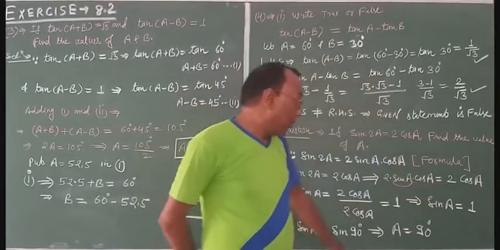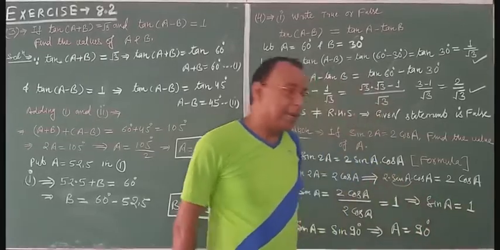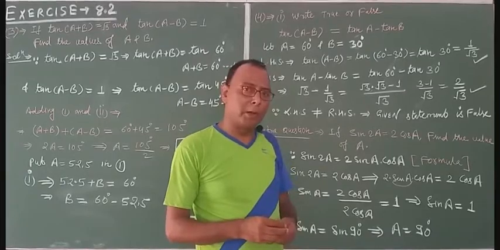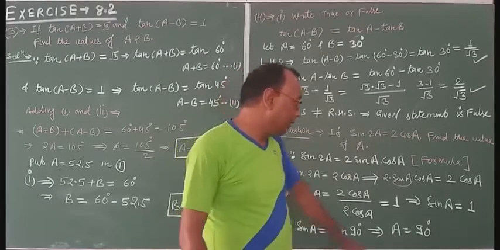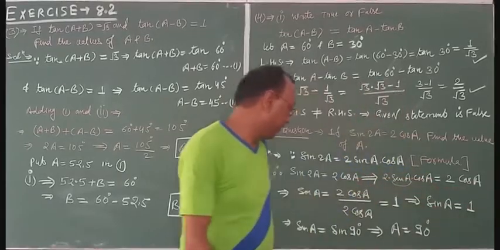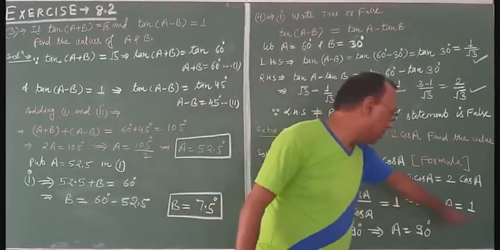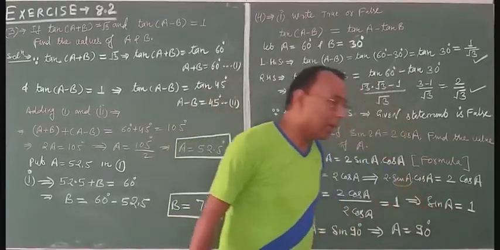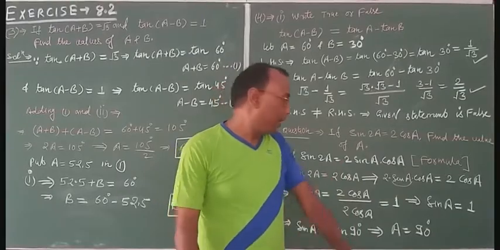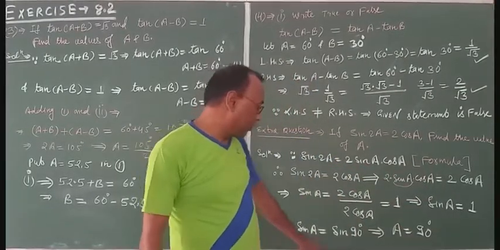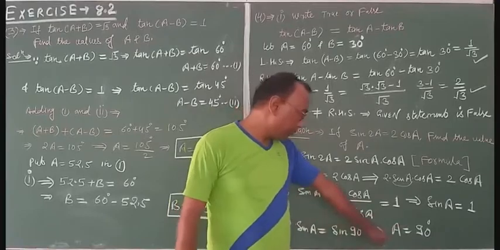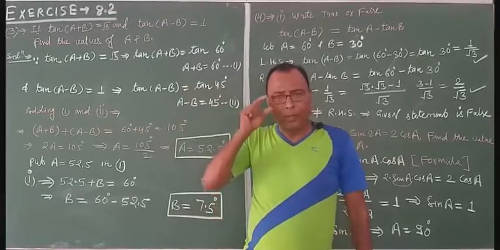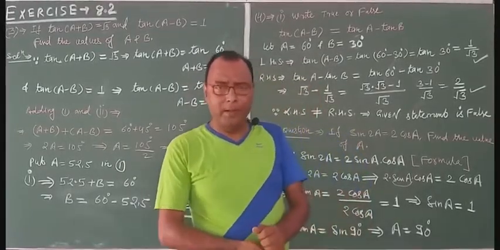Now for what angle is the value of sin equal to 1? That is sin 90, because sin 90 is 1. We are changing the right hand side according to the trigonometric ratio sin. So sin A is equal to sin 90. It means A is equal to 90 degree. So that's all for today. Thank you very much.